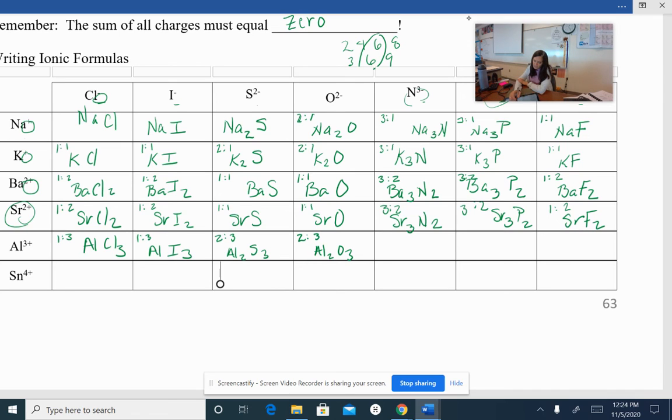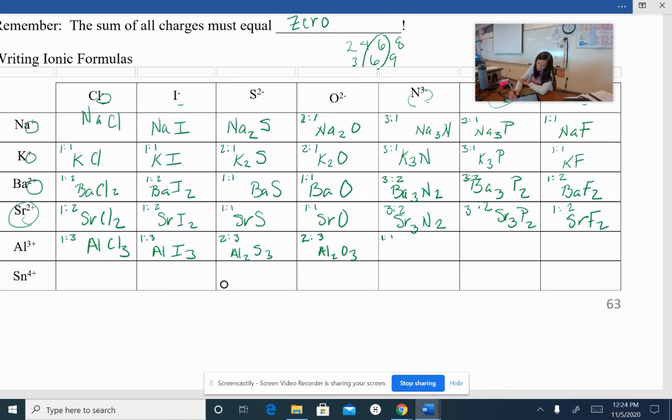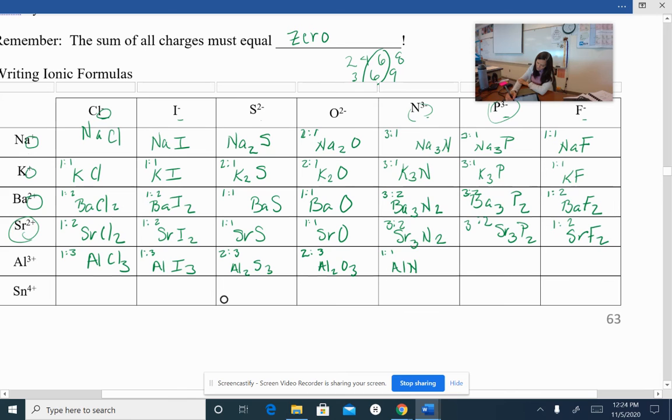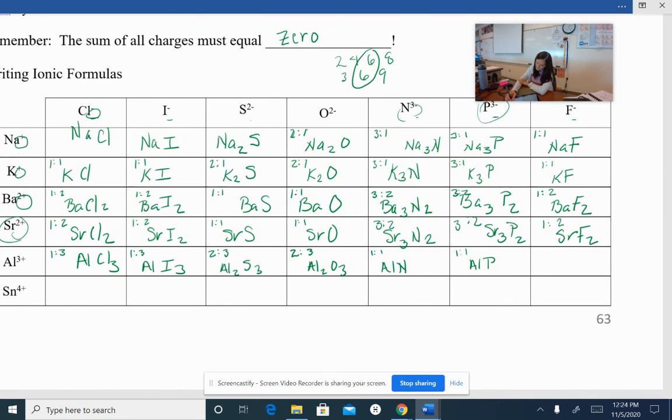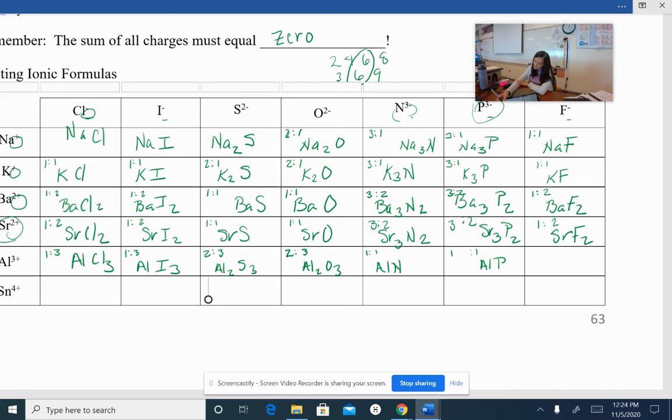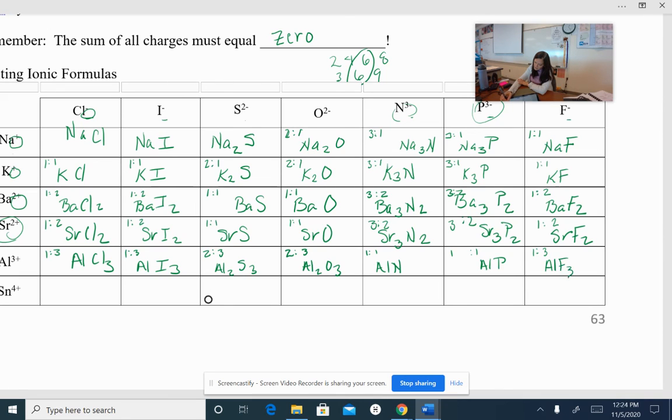Aluminum +3, nitrogen -3. So my least common multiple is 3. So I need 1 of each. Aluminum nitride. And phosphorus is the same thing. It is a -3. So I'm going to need 1 of each. So aluminum phosphide. And then fluorine is a -1. So to get to a -3, I'm going to need 3 fluorines. So 1 aluminum and 3 fluorines, aluminum fluoride.